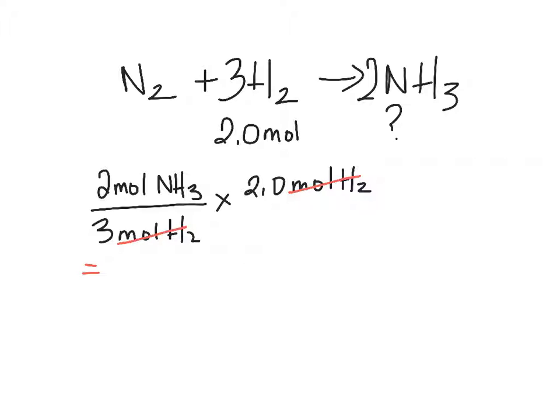So what number do you get? 1.3. So 1.3 moles of ammonia maximum can be produced if you use up your 2 moles of hydrogen gas. It's assuming everything goes smoothly and that nitrogen is limiting.